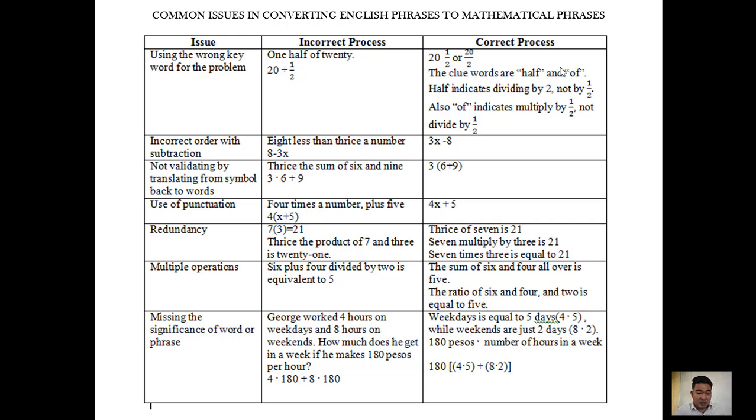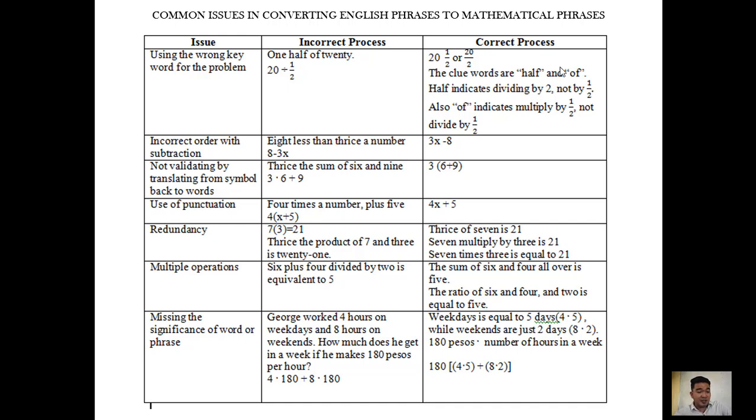Multiplication and division operations: 6 plus 4 divided by 2 is equivalent to 5. That is the incorrect process. The correct process is the sum of 6 and 4 all over 2 is 5. So we use the words "all over." The ratio of 6 and 4, comma, and 2 is equal to 5.